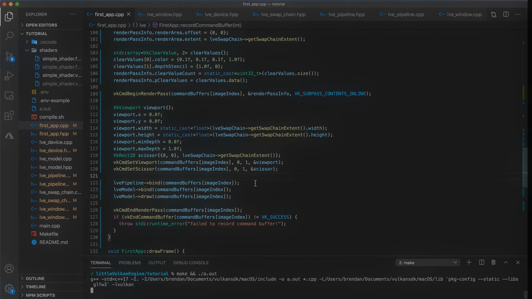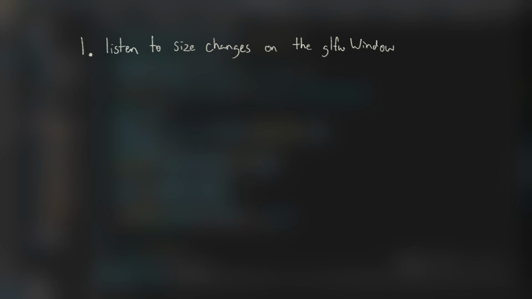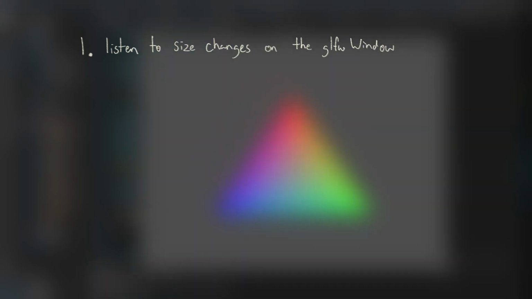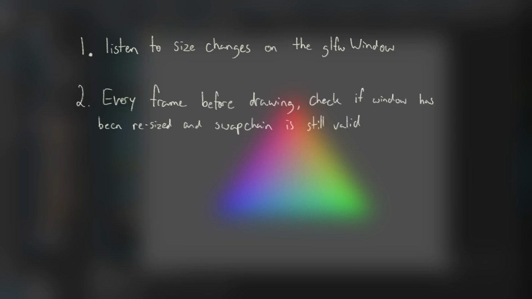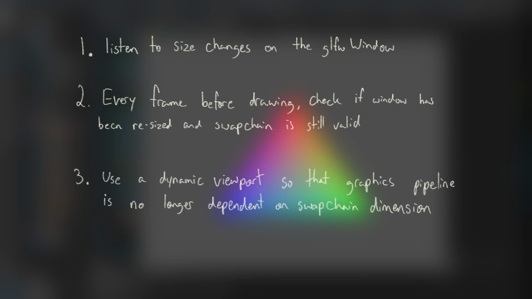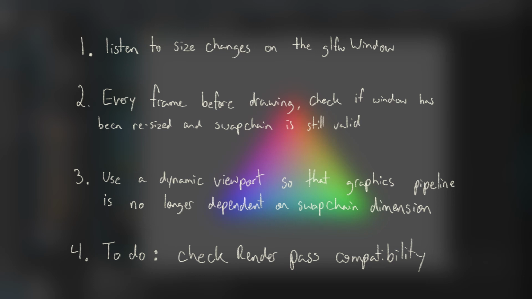In summary, we've set up a callback function that listens to changes on the glfw window and updates the dimensions of the window wrapper class. The drawFrame function checks if the window has been resized every frame before drawing. Whenever it detects the swapchain is no longer valid, it recreates a new swapchain. We've changed to use a dynamic viewport so that the graphics pipeline is no longer dependent on the swapchain's dimensions. However, we still create a new pipeline every time because we are not sure if the old and new render passes are compatible yet.